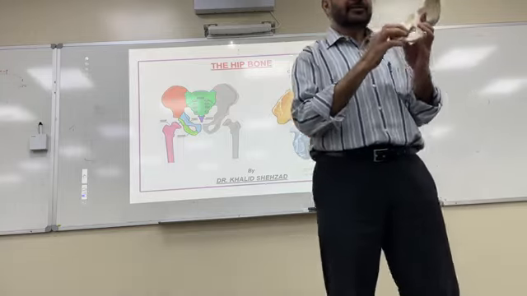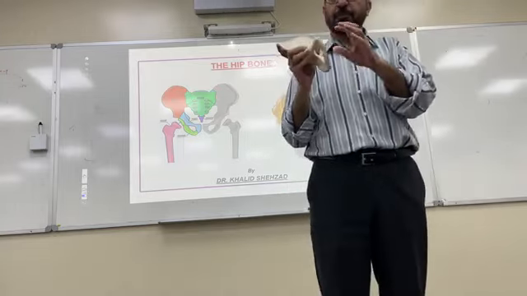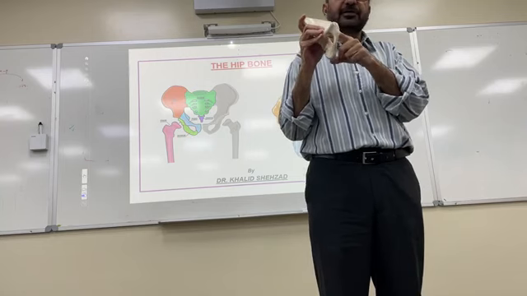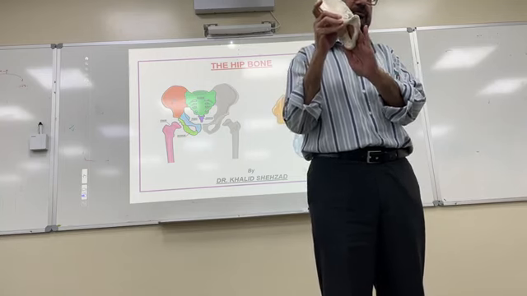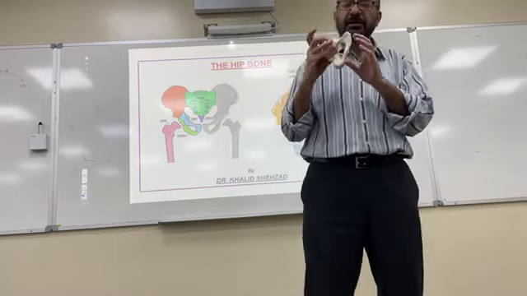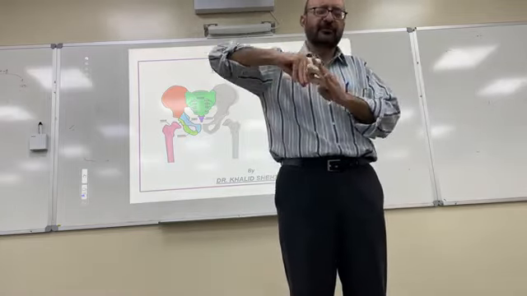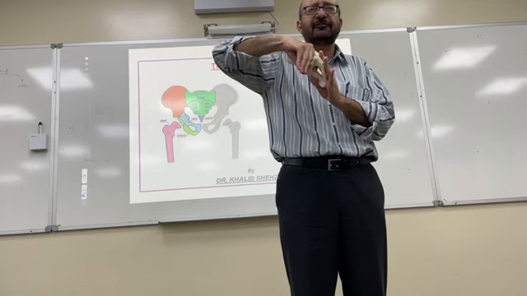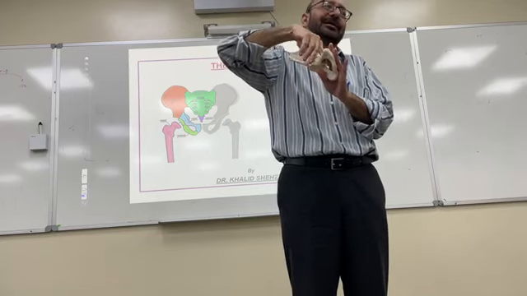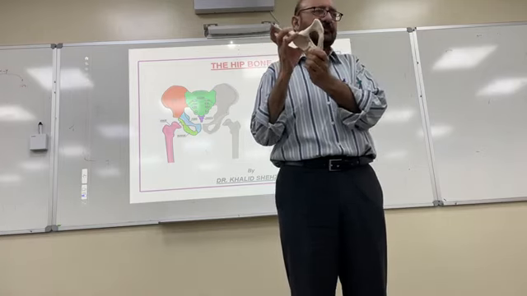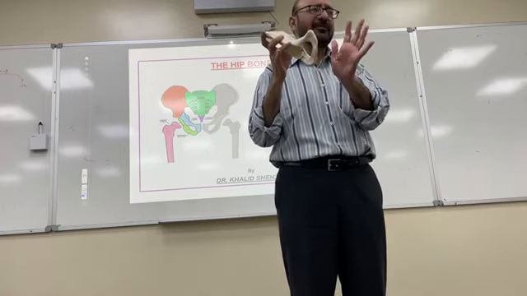Then for the acetabulum, then we have obturator foramen. Obturator foramen is basically covered in life by the obturator membrane, giving you some place here to pass for the contents, obturator vessels and nerves, the obturator canal. Then we have pubis, then we have ischium. These are the main features.